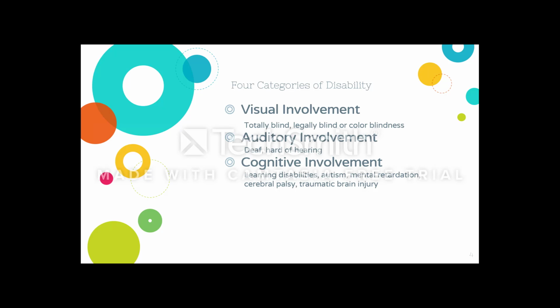Another category is cognitive involvement. Students in this category may have learning disabilities, autism, mental retardation, cerebral palsy, or traumatic brain injury. And finally, students might be in the mobility involvement category. These students may have paralysis, traumatic brain injury, spina bifida, arthritis, or muscular disorders. As you can see, some students may even fall into more than one category.